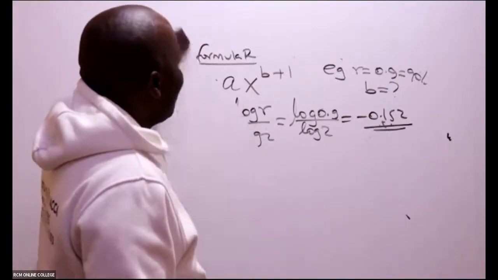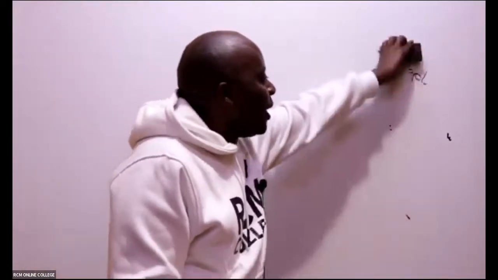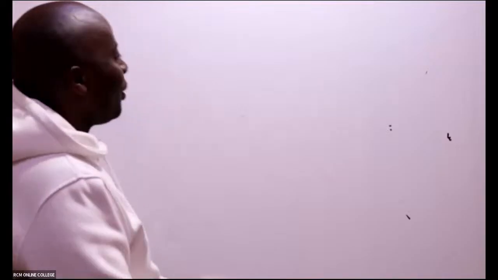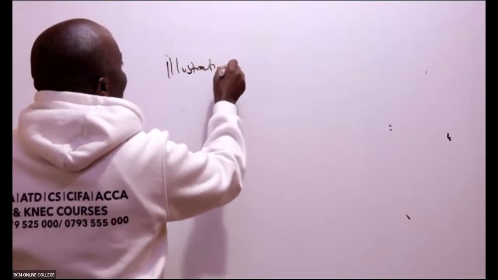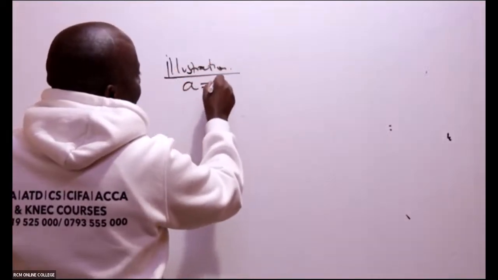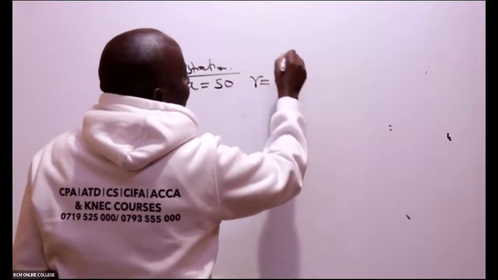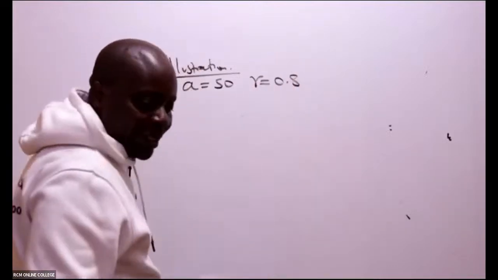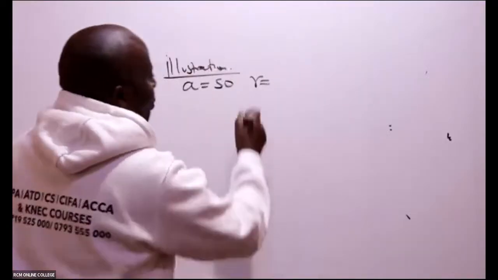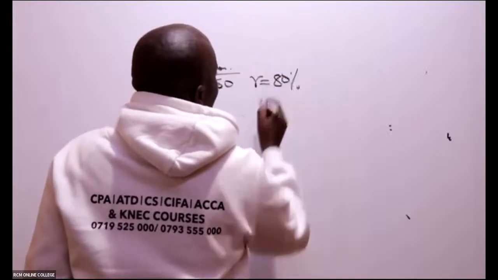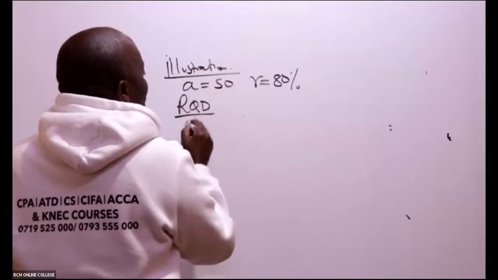Now, ladies and gentlemen, I would want us to take an example down that I'm writing for you here. So, illustration. They have given us A. A is 50. They have given us the learning rate. The learning rate is 0.8. Let me write it as 80% to confuse some of us. So this is R.